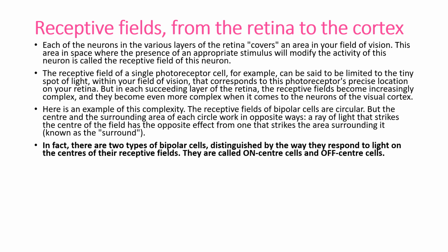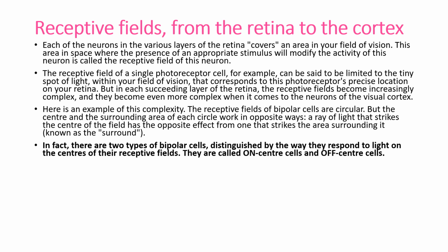The receptive field of a single photoreceptor cell, for example, can be said to be limited to the tiny spot of light within your field of vision that corresponds to this photoreceptor's precise location on your retina. But in each succeeding layer of the retina, the receptive fields become increasingly complex, and they become even more complex when it comes to the neurons of the visual cortex. Here is an example of this complexity.